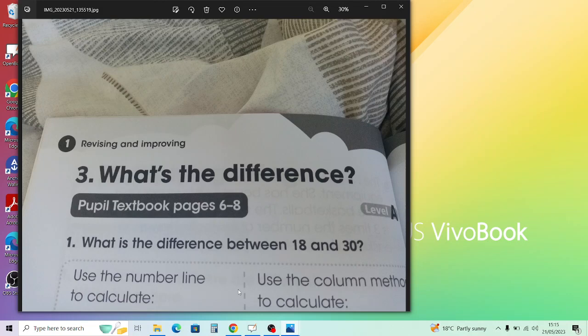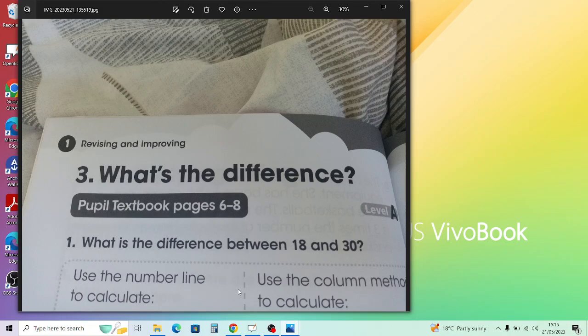41 domestic geese and 26 ducks were swimming in the lake. Then 12 wild geese flew over. How many more domestic geese are there than ducks? So domestic geese are 41, then ducks, so there's 41 take away 26. How many fewer wild geese are there than domestic geese? So that would be 41 take away 12. What is the difference between the number of ducks and the number of wild geese? So wild geese 12 and number of ducks is 26. So 26 take away 12.